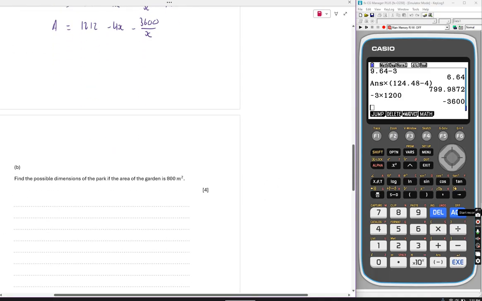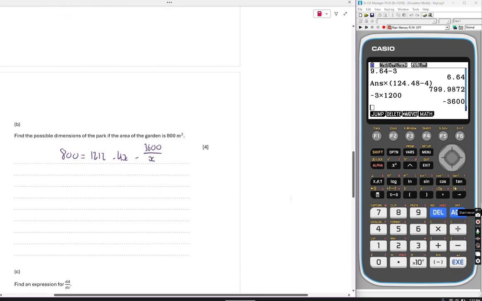Next part. Find the possible dimensions of the park if the area of the garden is 800 meters. We just figured out a function for the area of the garden, which was my answer up here. That's what we figured out. So now we can let that equal 800. So 800 equals 1212 minus 4x minus 3600 over x.